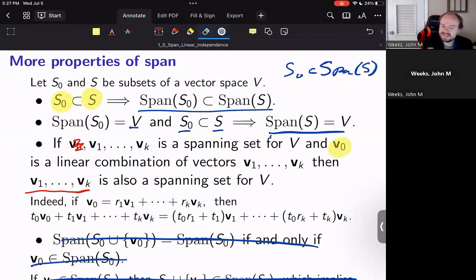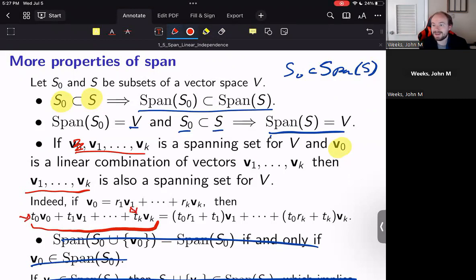Here's the idea of the proof. If v0 is this linear combination of everything here, then what you do is take a look at any element inside of our vector space V. Since v0 through vk is a spanning set, there are some elements t0 through tk that can be associated to them to give us that entire element.